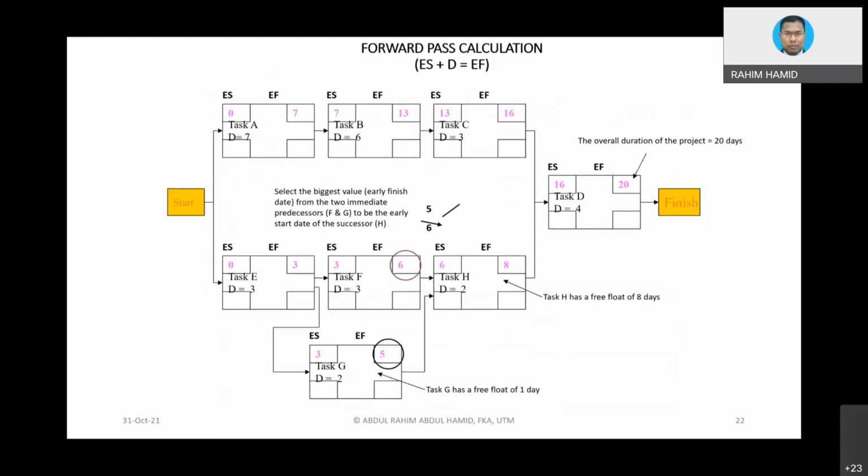Now we want to go for the forward pass calculation. Okay, forward pass calculation, we are going to fill in the top portion of the values, early start, early finish here. How do we get that? We just simply add, similar to the arrow diagram, but everything is happening inside the box. So that's why AON and PDM diagram is now widely used, because all the values are shown in the box. You are not going to get confused like the arrow diagram. Okay, now let's go into calculation.